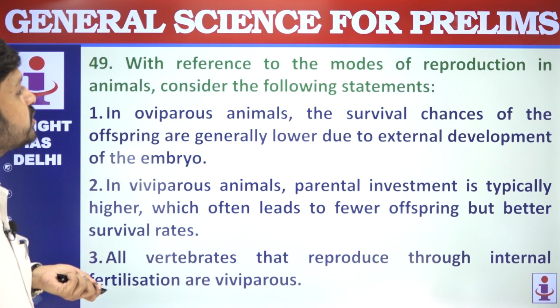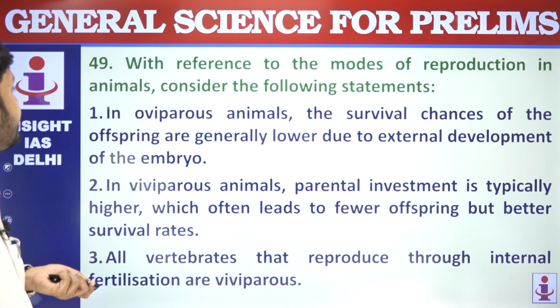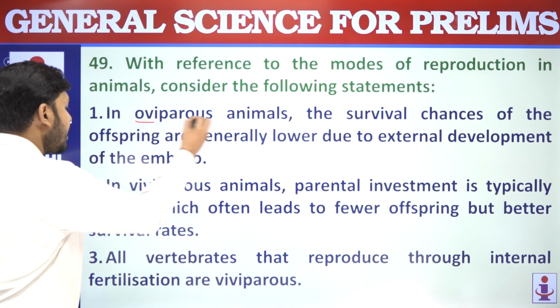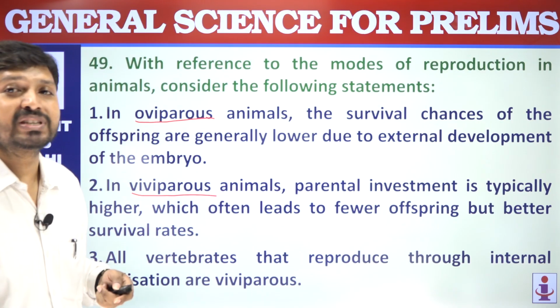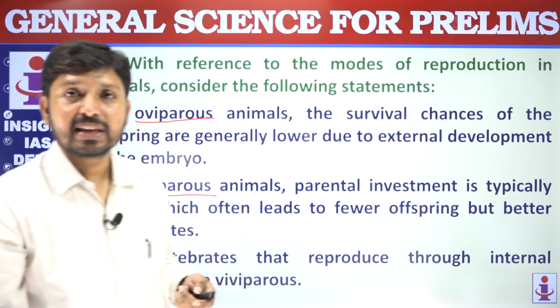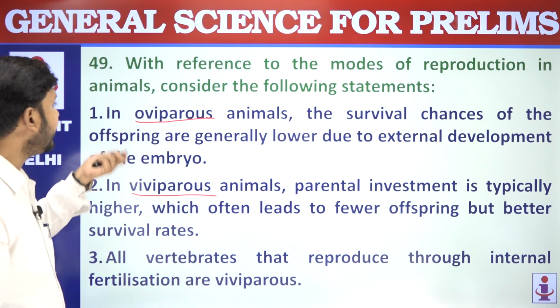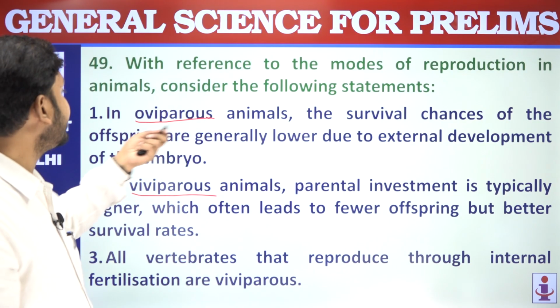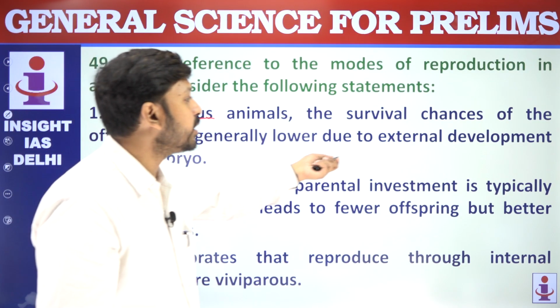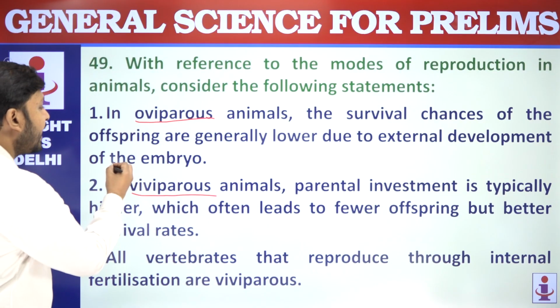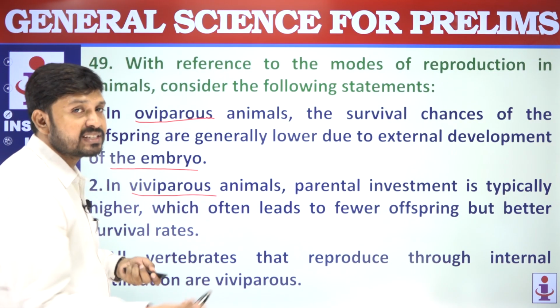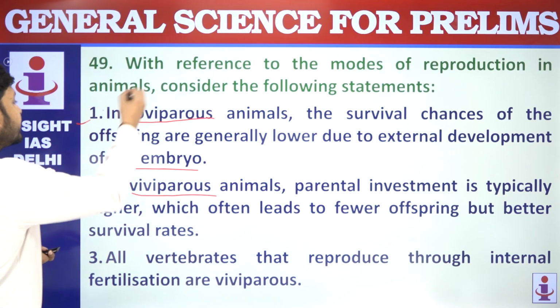With reference to the modes of reproduction in animals, consider the following statements. Here they have given oviparous and viviparous. Oviparous are egg-laying animals and viviparous are those which give live births. Let's read. In oviparous animals, the survival chances of offsprings are generally low due to external development of the embryo, because they lay eggs and they are hatched and then the embryo develops outside. This is the right statement.